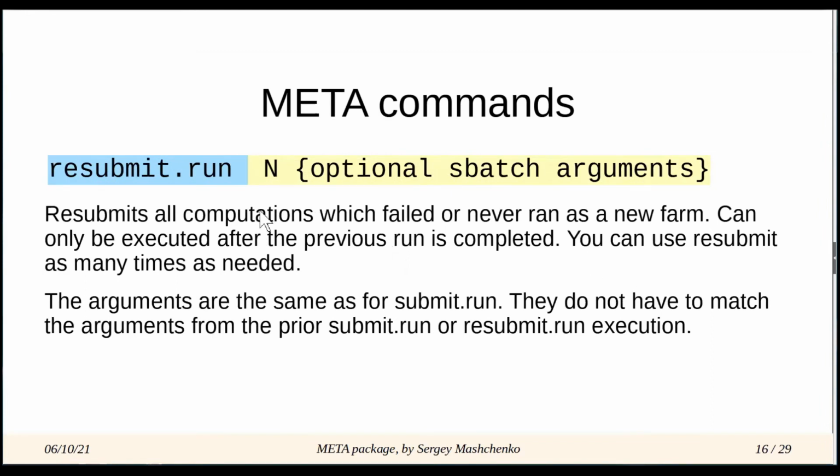The resubmit command resubmits all computations which failed or never ran as a new farm. It can only be executed after the previous run is completed. But if you by mistake try to run it too soon, nothing bad will happen. It will just tell you that you can't do that. You can resubmit as many times as needed. The arguments are the same as submit.run, but they do not have to match the arguments from the submit run. So you can change the number of meta jobs, etc.